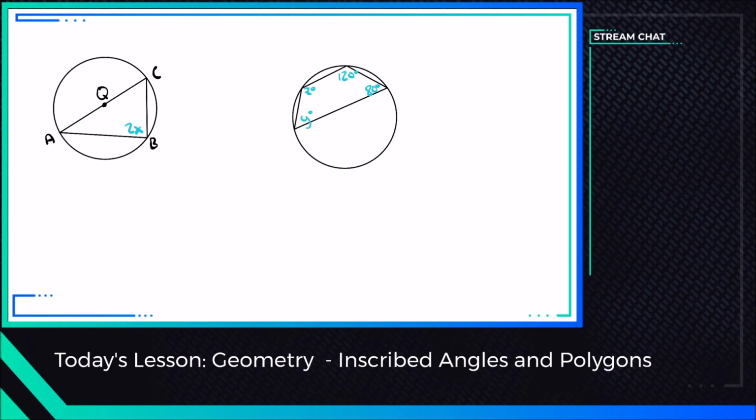So let's go to this first example at x. The big thing to take away from that is that this side right here is a diameter of the circle because it goes through the center Q. Therefore, a triangle made from the diameter of a circle is always going to be a right triangle. So we know that the measurement of angle B is equal to 90 degrees, and it's also equal to 2x. So we just divide by 2 on both sides to get x is equal to 45.